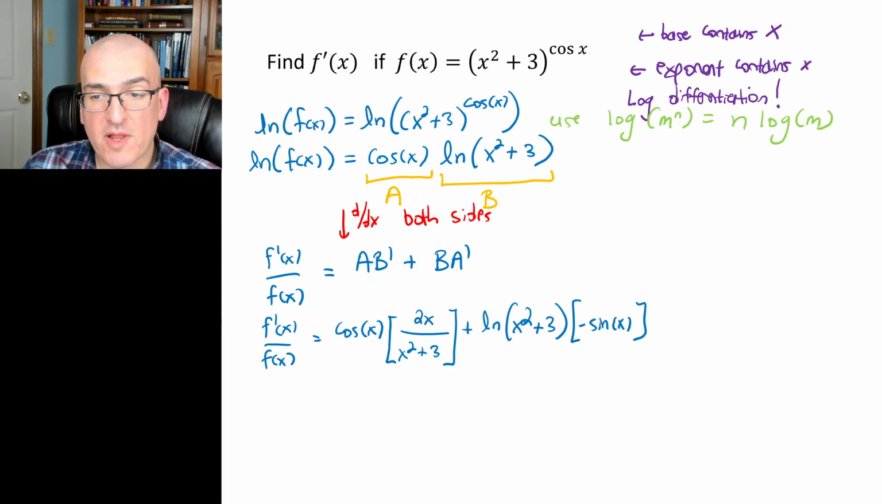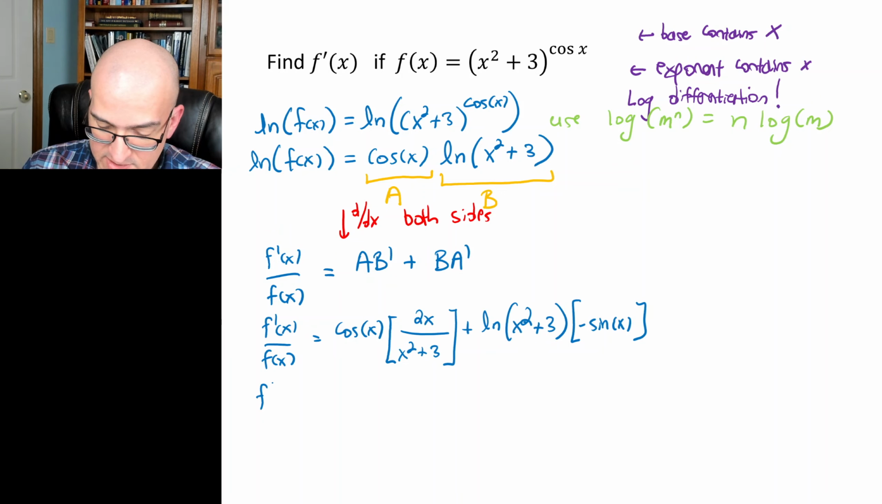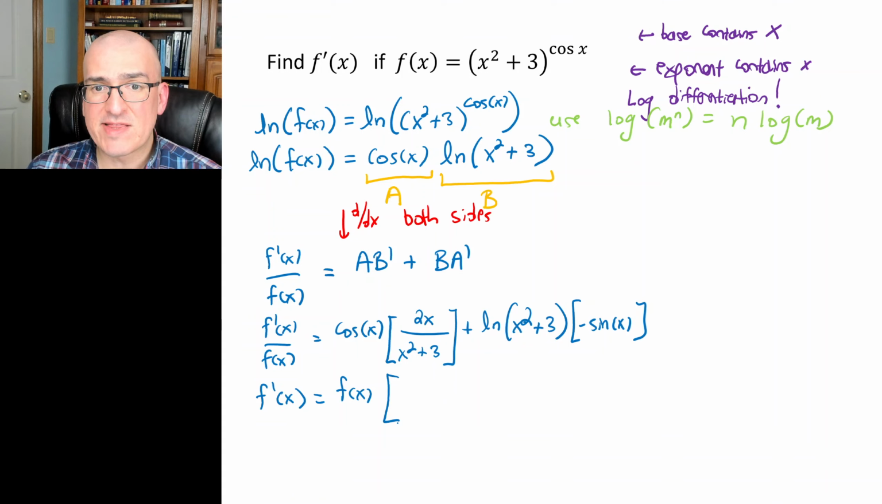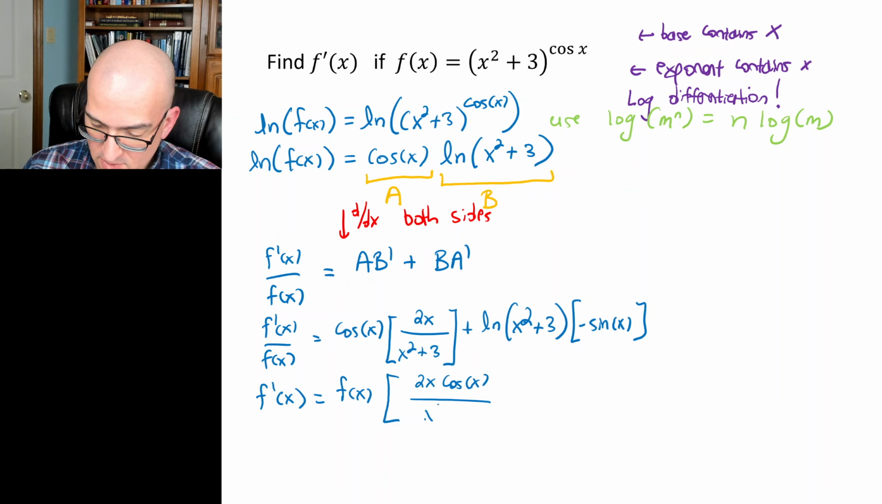Next, we'll cross multiply both sides by f of x to isolate for f prime. So we have f of x multiplied by all that stuff. I'm going to simplify lightly. I'm going to bring the cos with the 2x. So 2x times the cos of x over x squared plus 3. I move the negative sine x in front of the log function just so we don't get tempted to put the sine into the log function as part of the argument of it. It's not, it's multiplied by it.